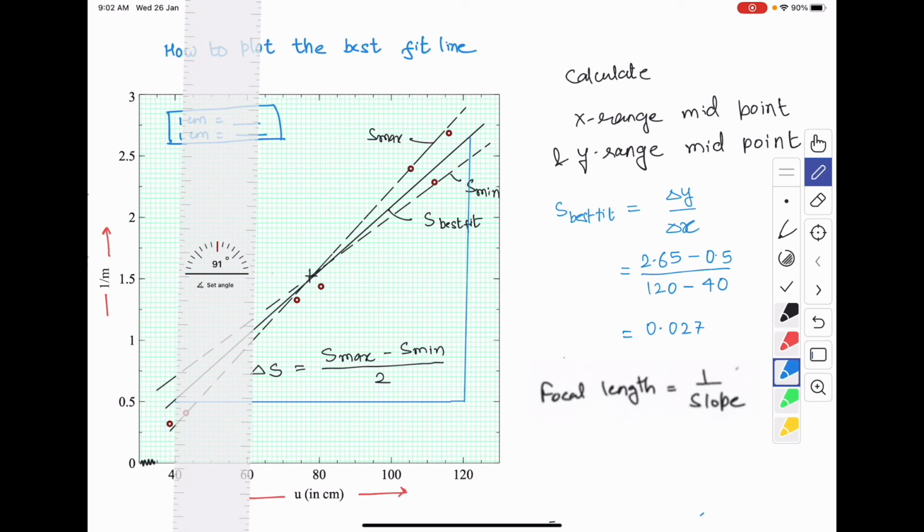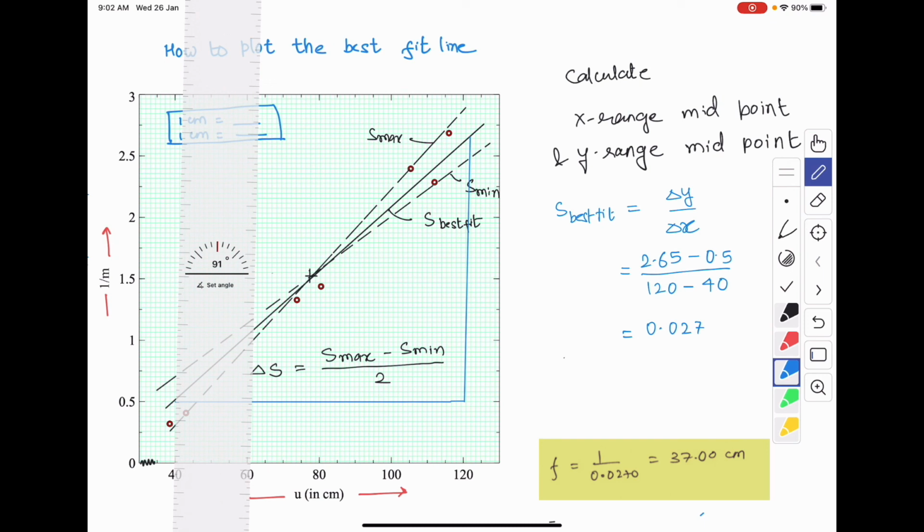Get some room to write. So focal length f will be equal to 1 upon 0.0270, which will come out to be, and we are calculating this in centimeters, 37.0 centimeters. This is from the graph. Okay. Thank you.